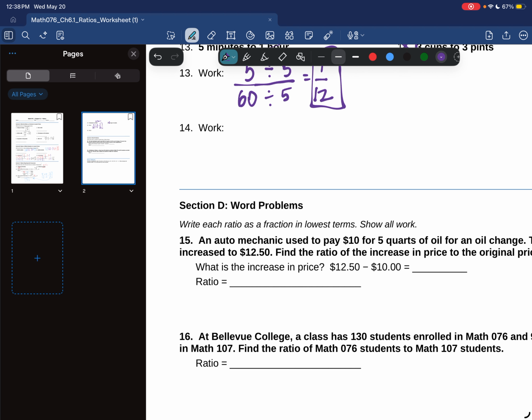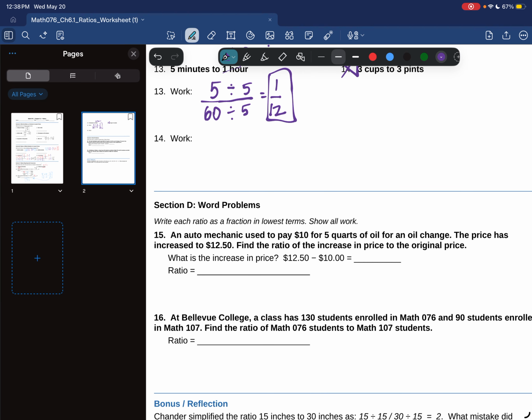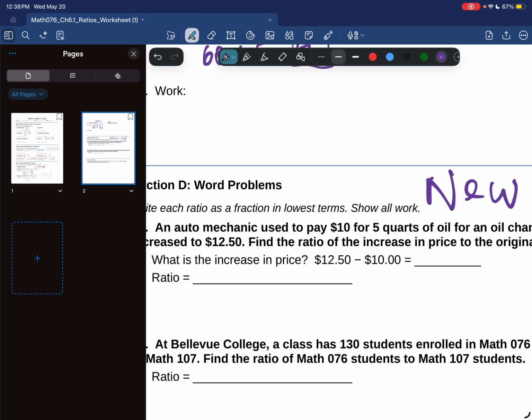Okay, let's do one of the word problems together, and then the other ones you can do on your own. Number 15, an auto mechanic used to pay $10 for 5 quarts of oil for an oil change. The price has increased to $12.50. Find the ratio of increase in price to the original price. Okay, the increase in price is going to be my new price minus my old. $12.50 minus 10, that gives me $2.50. And that's my increase.